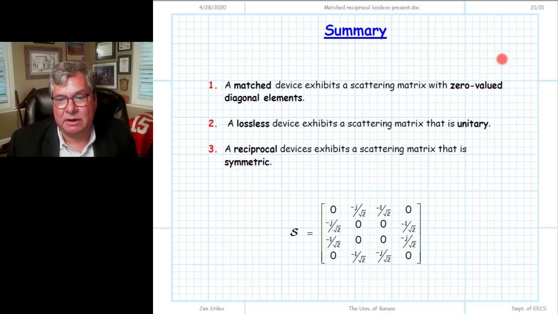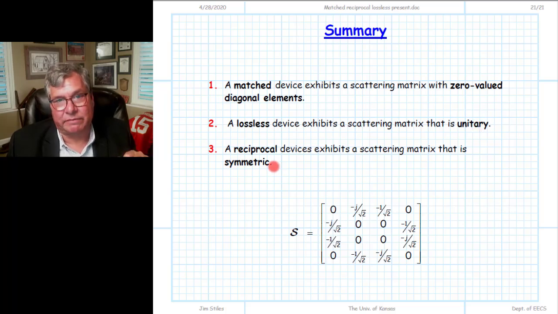So just to summarize, again, we titled this presentation Matched, Reciprocal, and Lossless. A matched multiport device is a device that exhibits zero-value diagonal elements, not just some of them, all of them. Conversely, if we have a device whose scattering matrix has zero-value diagonal elements, all of them, it is then a matched device. A lossless device exhibits a scattering matrix that is unitary. The columns form an orthonormal set. Likewise, if we have a device whose scattering matrix columns form an orthonormal set, the scattering matrix is unitary, then it is a lossless device.